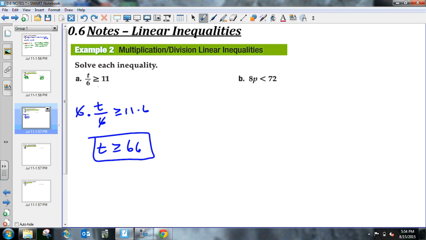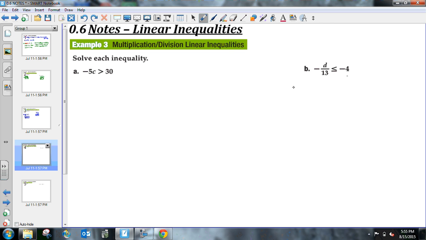Okay, so now over here, I've got 8 times some number p is less than 72. I'm going to divide by 8 on both sides. So then I get that p is less than 9. Okay, keep my inequality symbol the same because I didn't multiply or divide by a negative number. Okay, let's take a look at another one.